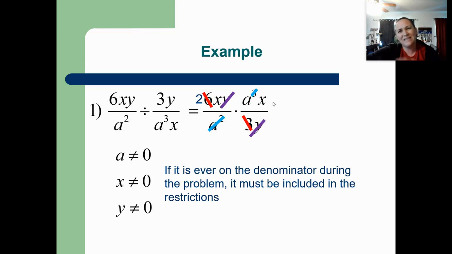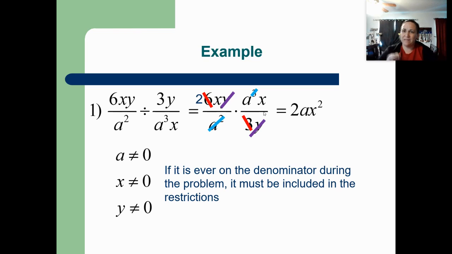Your x's can't cancel because now they're both on top. In the original question, there was one on top and one on the bottom, but now that it's a multiplication problem, they're both on top. So we can't cancel our x's. We're actually going to end up multiplying our x's together, and it's going to become an x squared in the final answer. So for my final answer, I got 2a x squared. Everything canceled out of the denominator, so it's not a fraction anymore. It's just a nice whole number.